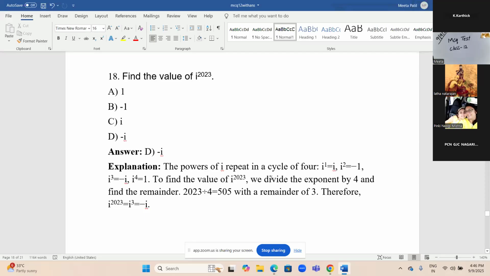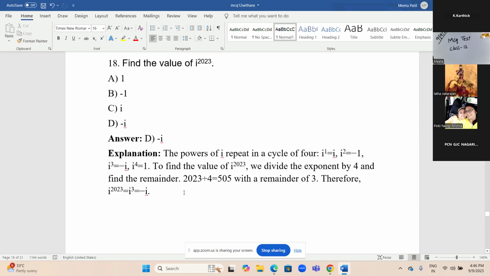So similarly, if we divide by 4 and find the remainder, for this power I am dividing by 4 and what I will get? 505, with the remainder of 3. So how much remainder has been remained? 3. That means i cube. What is the i cube expansion here? i cube means that value is minus i. So your answer is option D, minus i is the correct answer.